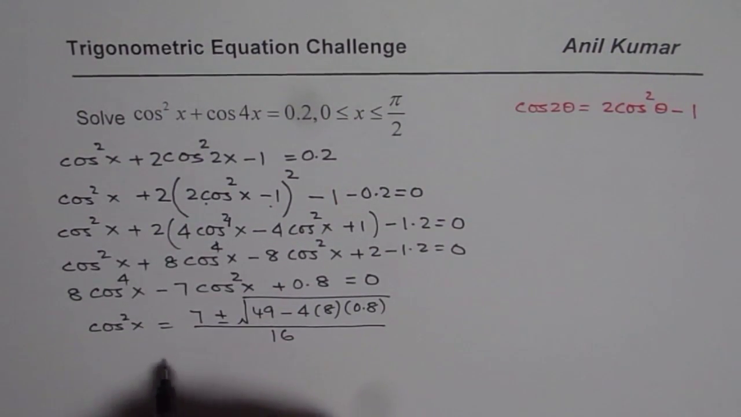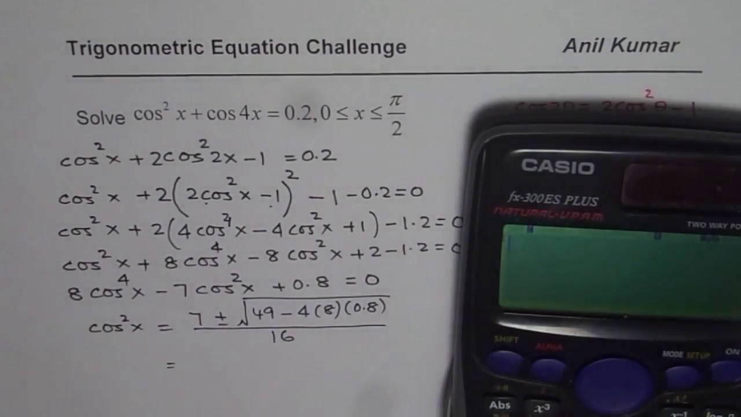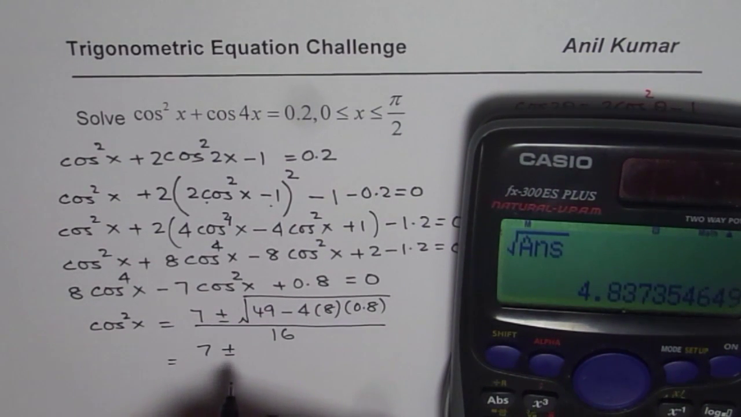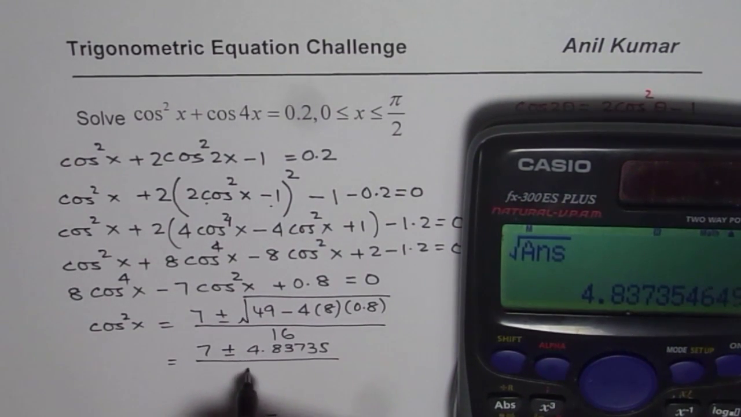Right, so let us calculate this value using the calculator. Within the square root we have 49 minus 4 times 8 times 0.8, which equals 23.4. We can take the square root of this. That gives us, let's write down the decimal value, 4.83735. That plus or minus, so square root is 4.83735, divided by 16.